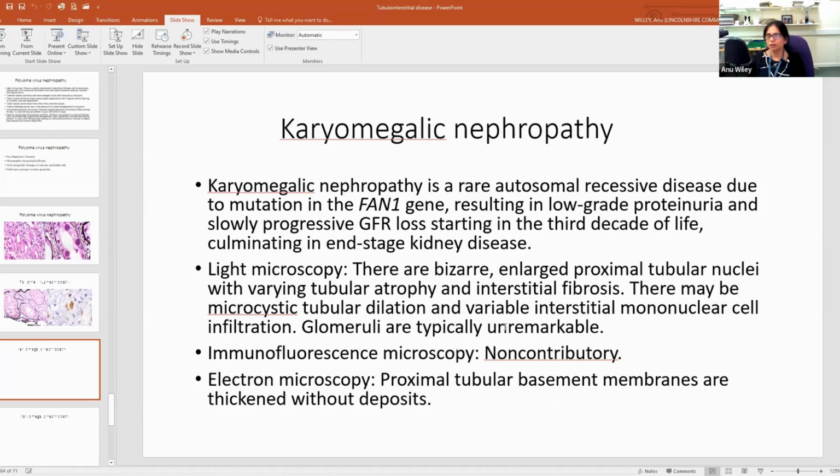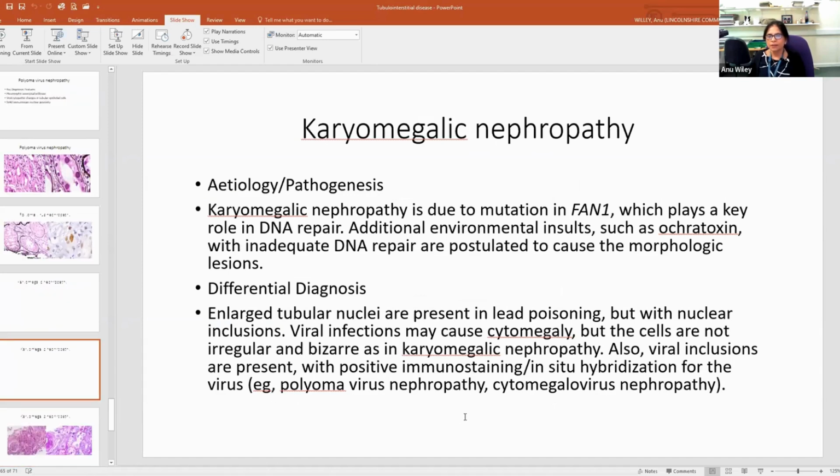and the glomeruli don't tend to be involved. Immunofluorescence is not useful, and again, EM is not useful. As I've said, it is something to remember. We get one or two cases a year sometimes, or one case a year. It's pretty rare, but if you do not know about it, you will miss it.